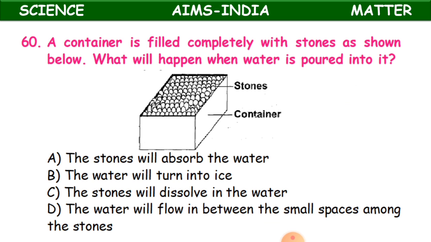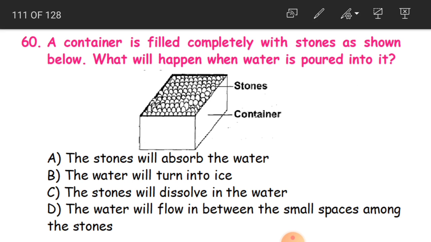Now, 60th question. A container is filled completely with stones as shown below. What will happen when water is poured into it? See here, children. You have a container which is filled with stones. All these are stones. When you pour water into it, what is going to happen? You have to imagine this. Assume that there is a container with stones, and you are going to pour water on it.